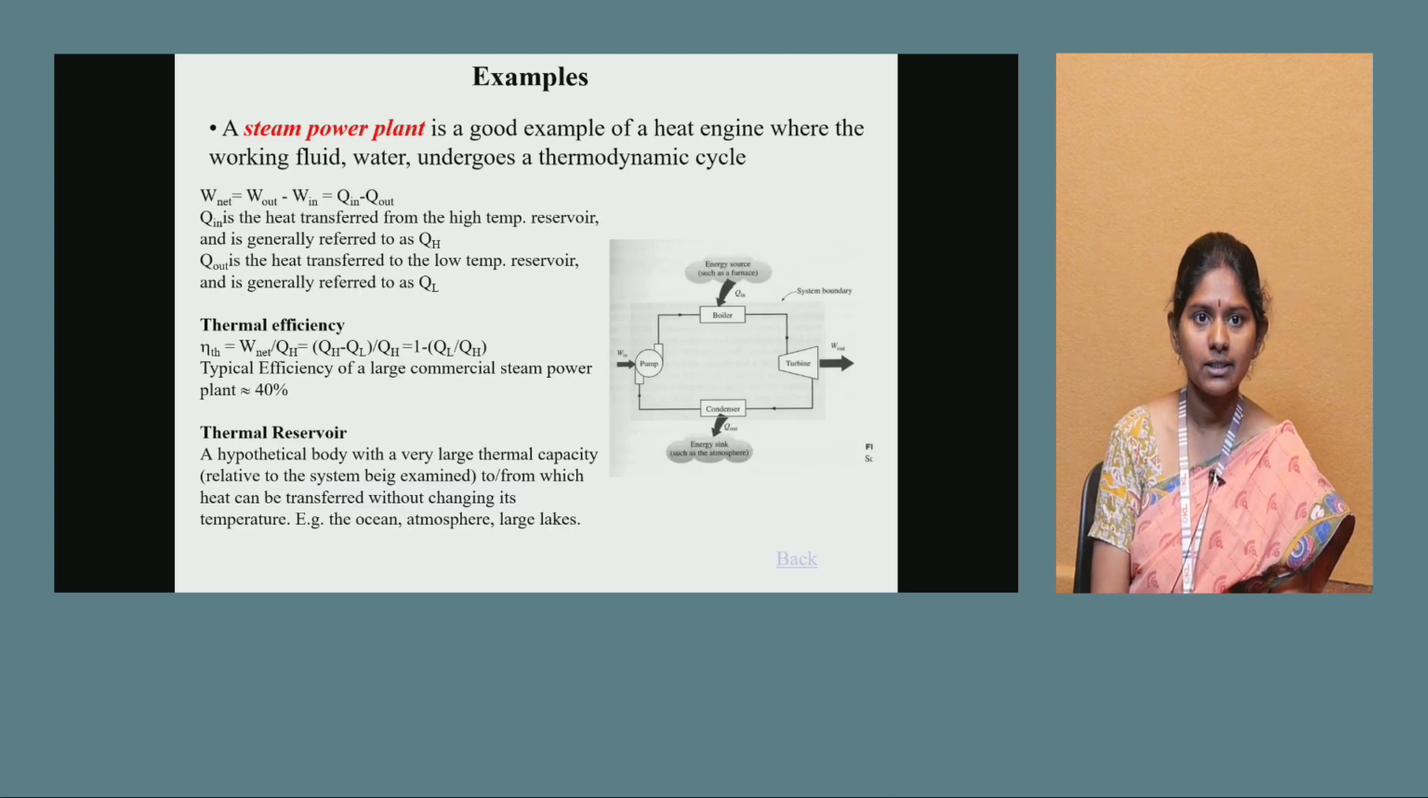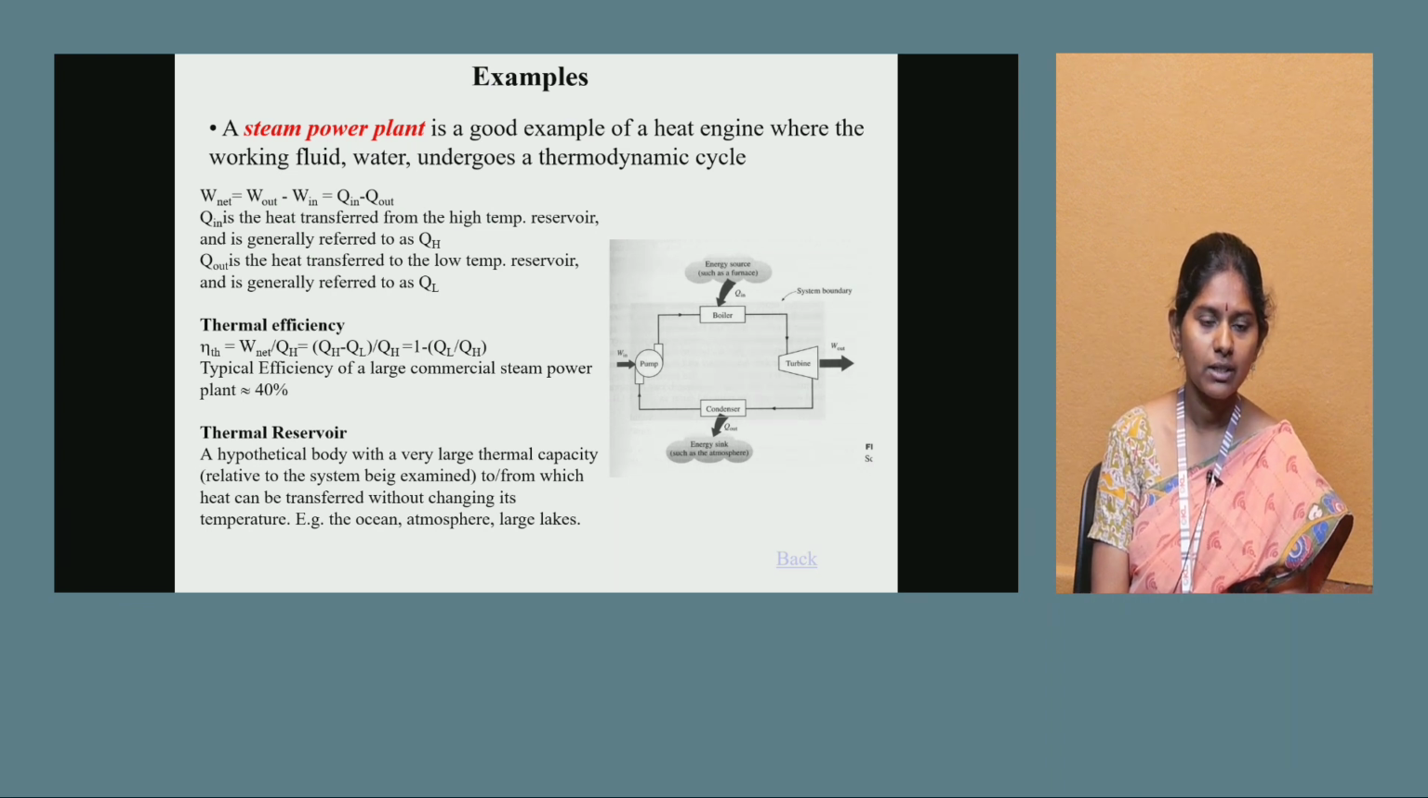An example of this is a steam power plant, a good example of a heat engine, where the working fluid, water, undergoes a thermodynamic cycle. Here the net work done is equal to the heat in minus the heat out. The heat in is the heat transferred from the higher temperature reservoir, generally referred to as QH. Heat out is the heat transferred to the lower temperature reservoir, generally referred to as QL.